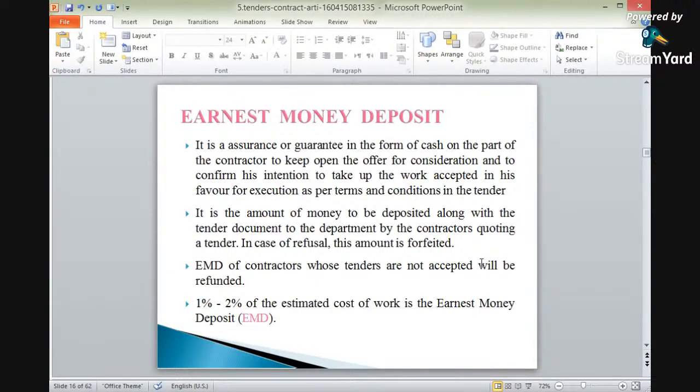So what percentage has been fixed? Out of the total estimated cost of the work, only 1 to 2% is taken as the earnest money deposit. So out of the total estimated cost, 1 to 2% is taken care of by the earnest money deposit.